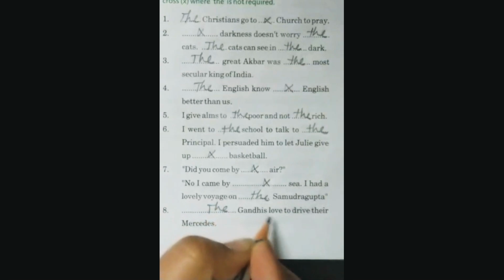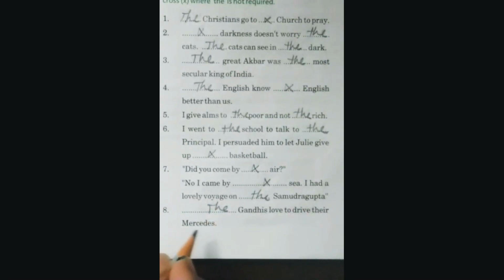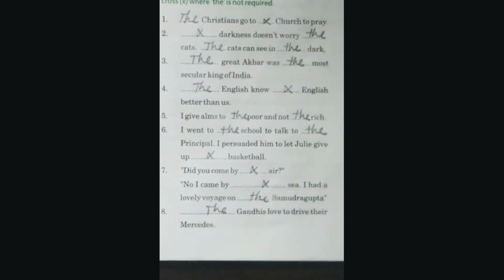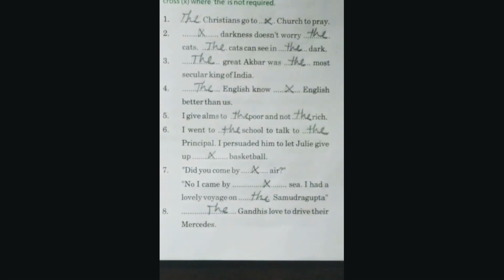The Gandhis love to drive their Mercedes. The Gandhis is a surname here, so we use 'the' here. So now we are done with the articles, both the definite and the indefinite article. Also, you have an idea of where an article is not to be used. So see you in the next session.